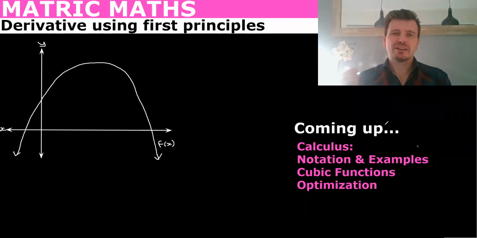Today we are looking at finding the derivative using first principles. Now, this should be guaranteed marks in your final exam because it's not too difficult. So what I want to do is start first by showing you the ingenious method that Newton found in order to find the slope at a single point on a graph.